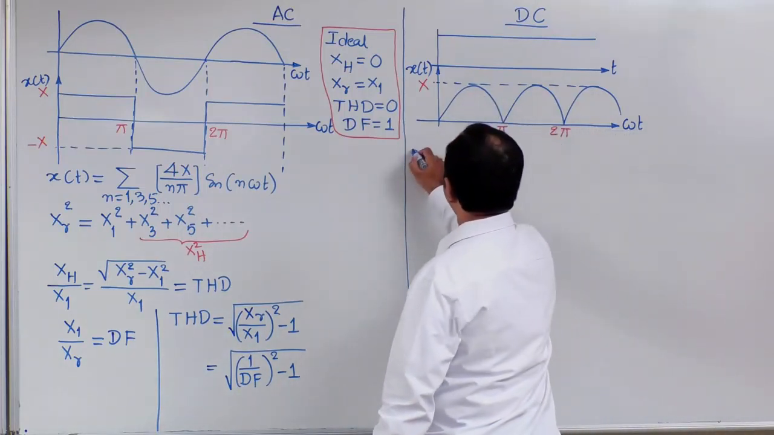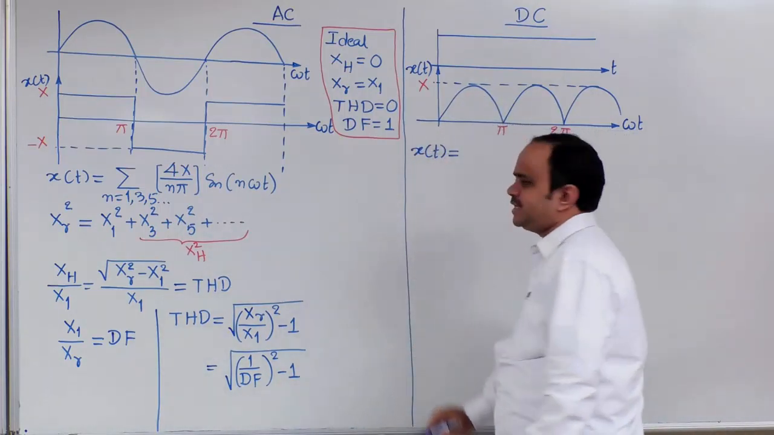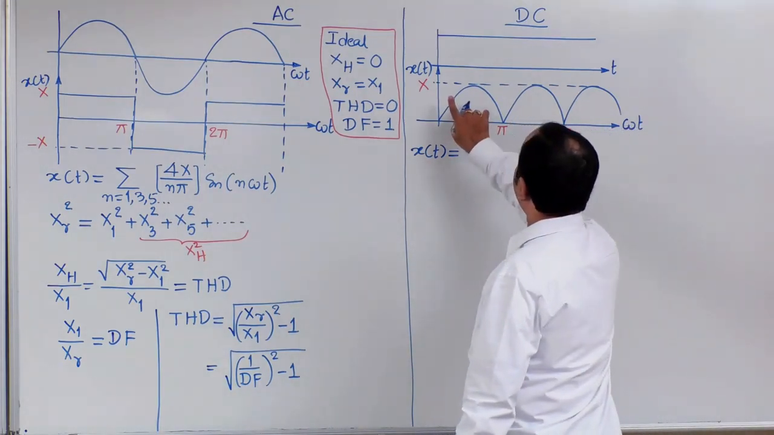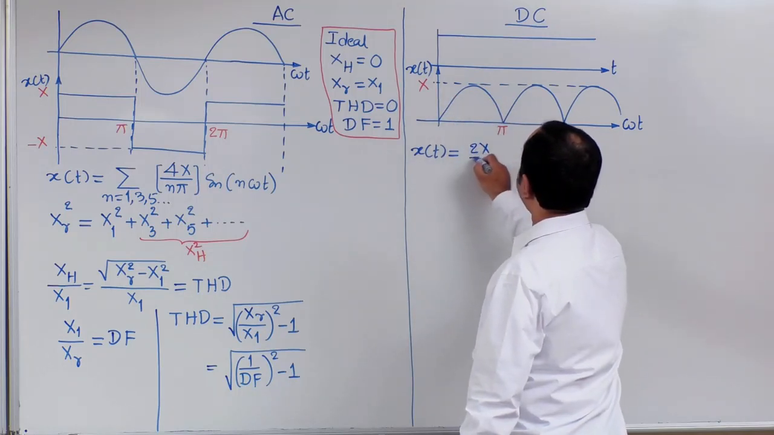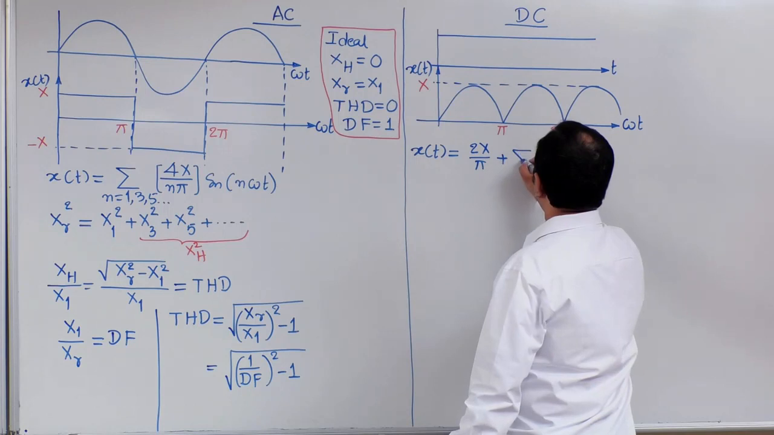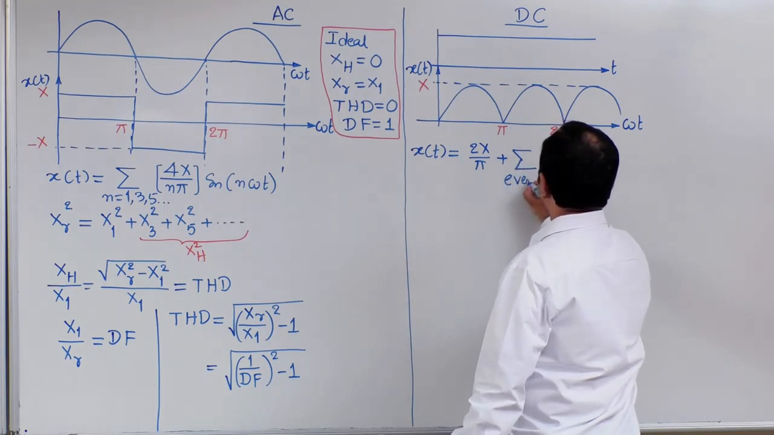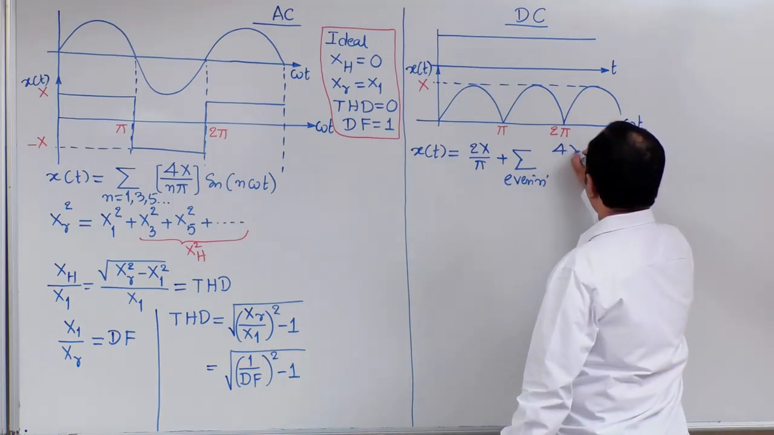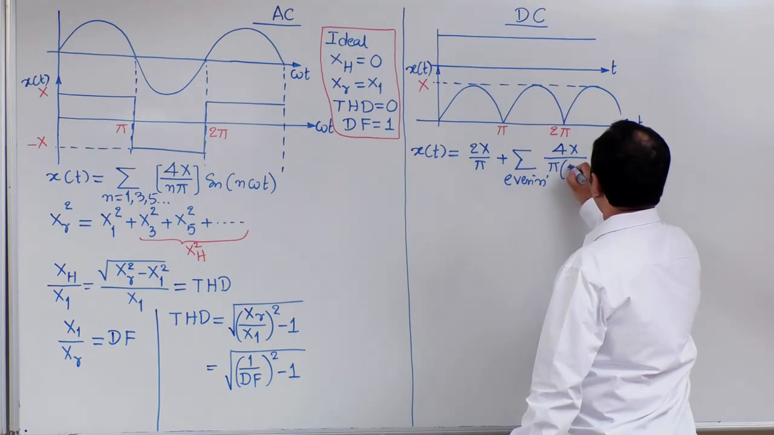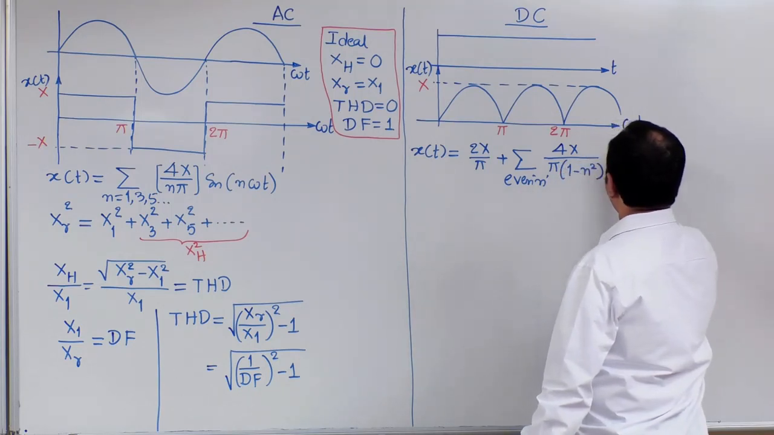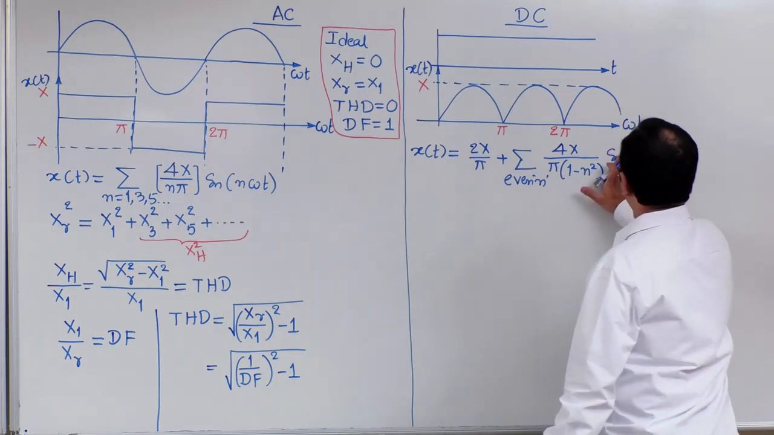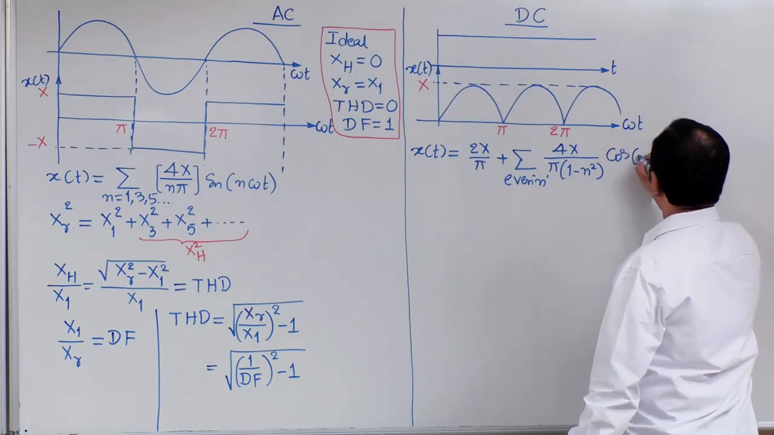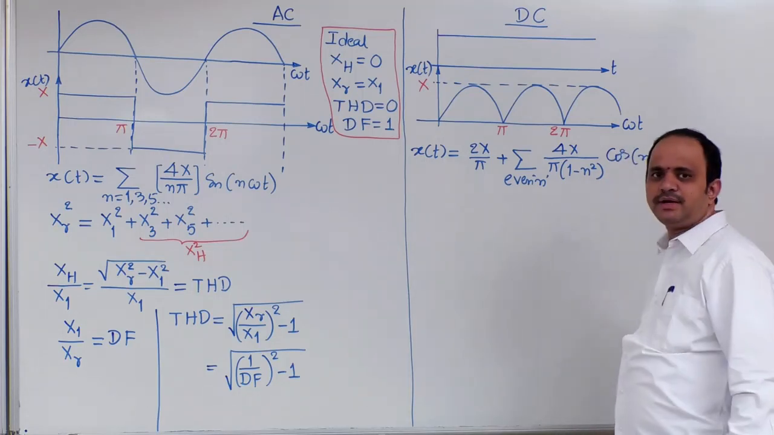Now how can you write Fourier series expression for this particular function? X of t is equal to average value, what you got, 2x by pi plus sigma, even values of n, 4x by pi multiplied with 1 minus n square, into cos of n omega t.